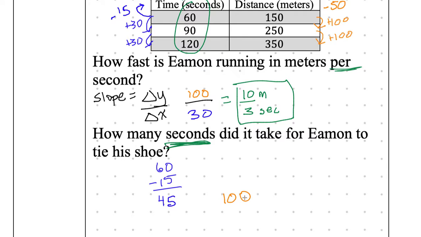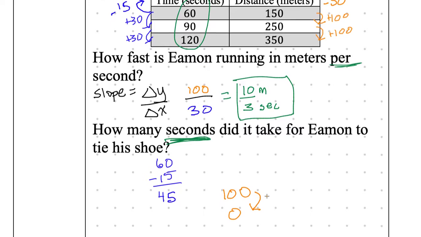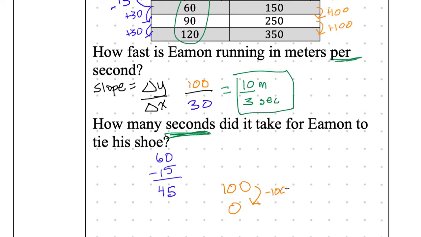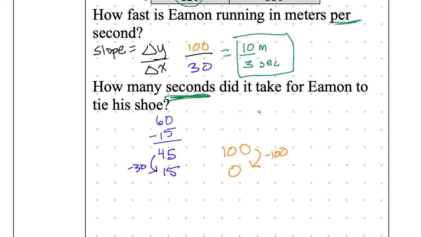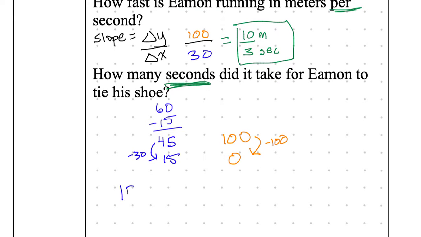What do I need to do next? Because I'm still trying to get this 100 to 0. How can I get from 100 to 0, Kira? 100 minus 100 and 45 minus 30. There it is, 45 minus 30. So I get 15. And Kira, what does that mean our answer is? It took Eamon 15 seconds to tie his shoe. There it is. And that sounds like a much more reasonable answer. Maybe your shoe is kind of complex, but 15 seconds sounds about right.